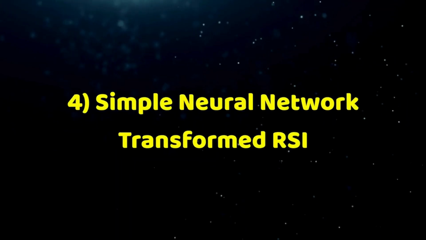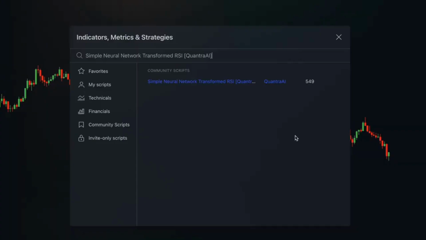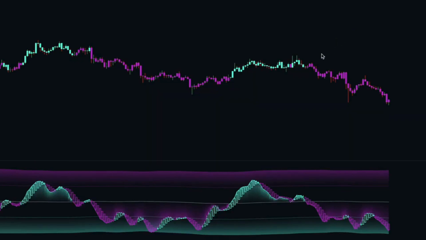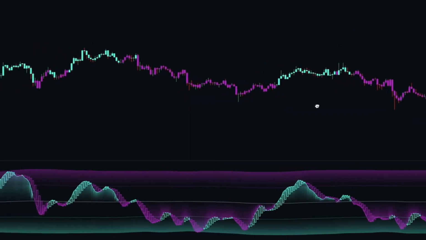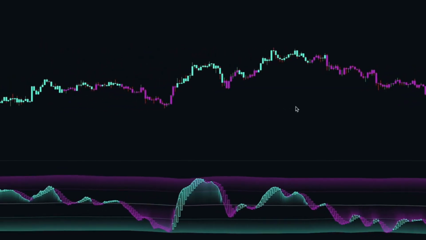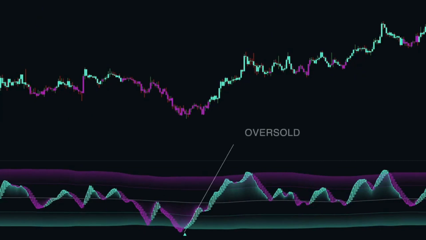To see the next indicator on my list, well, here it is. Introducing the Simple Neural Network, Transformed RSI by Quantra AI. The Simple NNT RSI stands out as a powerful tool for traders who specialize in lower time frame trading. It is an innovative modification of the traditional RSI readings with simple neural network smoothing techniques. This unique combination results in fairly accurate signals, tailored to swift market movements.